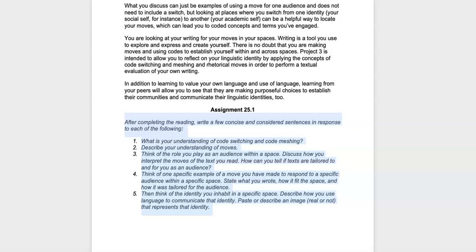Number 4. Think of one specific example of a move you have made to respond to a specific audience within a specific space. State what you wrote, how it fit the space, and how it was tailored for the audience. Number 5. Then think of the identity you inhabit in a specific space. Describe how you use language to communicate that identity. Paste or describe an image, real or not, that represents that identity.